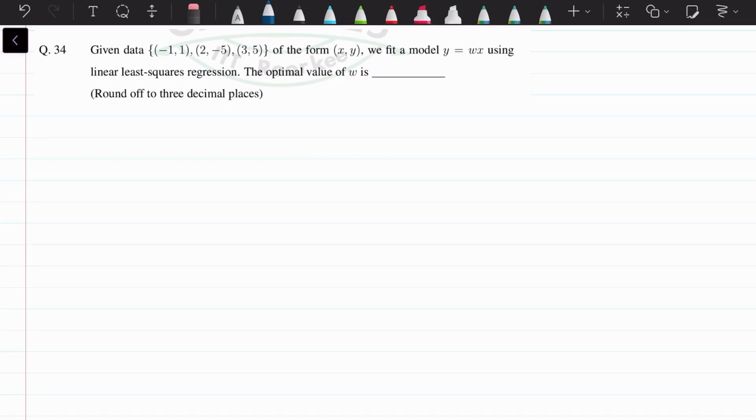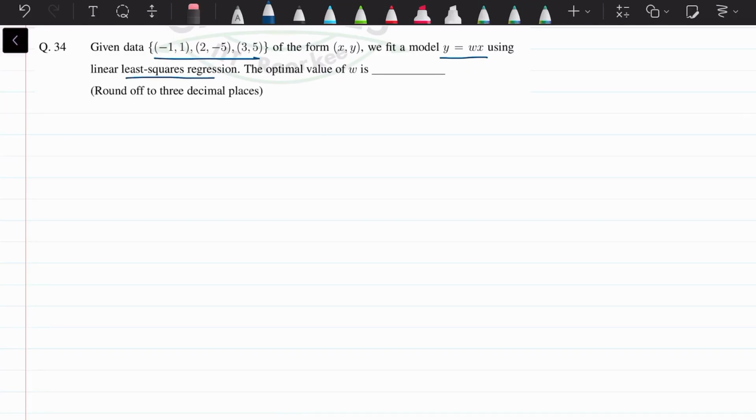हाय, चलो अब गेट का क्वेश्चन नंबर 34 भी देख लेते हैं। इस क्वेश्चन के अंदर हमें कुछ डेटा पॉइंट्स दे रखे हैं यहाँ पर, और हमें बोला गया है कि हमें y = wx लीनियर मॉडल फिट करना है यूजिंग द लीस्ट स्क्वायर रिग्रेशन मेथड.